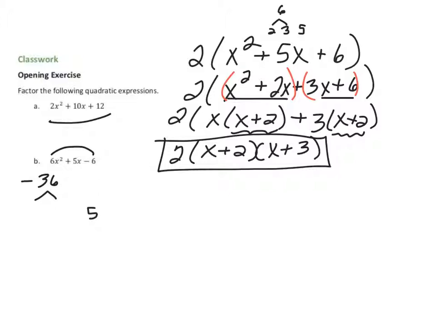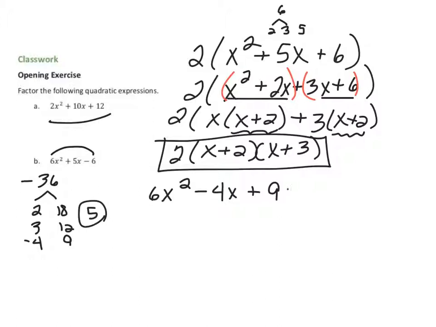I can write down all my factors. 1 times 36, 2 times 18, 3 times 12, 4 times 9. I'm looking there for things that add to 5. It looks like that might be it right there, because if I get negative 4 plus 9, that gives me a 5. So let's try it. 6x squared, instead of 5x, I'm going to write minus 4x plus 9x minus 6.